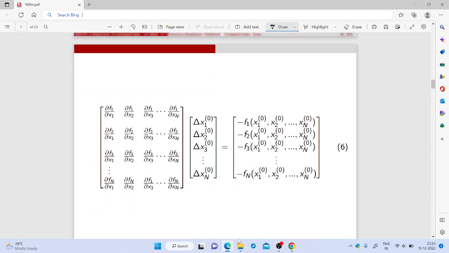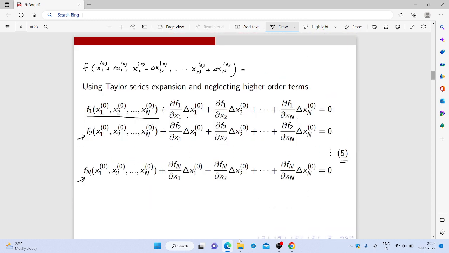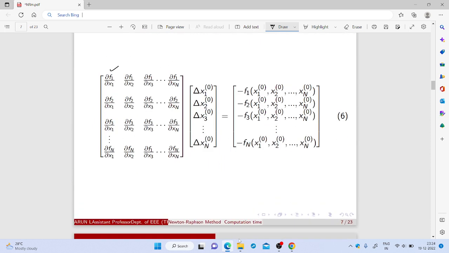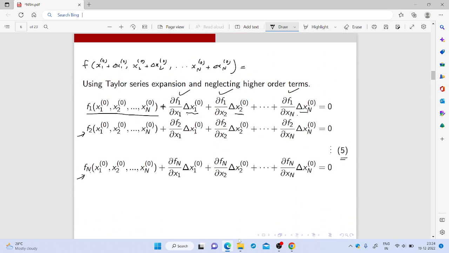Now we can arrange this system in matrix form. So in matrix form, I have arranged these coefficients of delta x1, delta x2 as a matrix here. So that matrix has elements dou f1 by dou x1, dou f1 by dou x2, dou f1 by dou x3, like that up to dou f1 by dou xn in the first row. So the remaining rows can be filled like this. It is multiplied by the update vector delta x1 of 0, delta x2 of 0, etc. up to delta xn of 0. This is coming from here. Delta x1 0, delta x2 0, etc. up to delta xn 0.